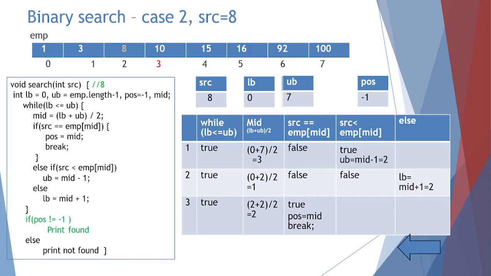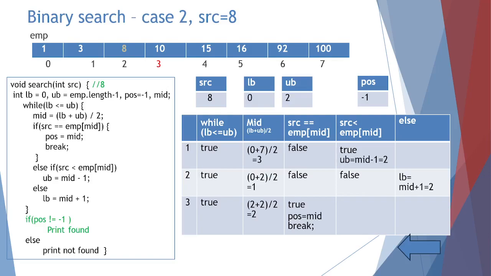Search space divided into half. UB becomes 2. Now, second iteration. Is LB less than equal to UB? 0 less than equal to 2, true. Second iteration. Then 0 plus 2 divided by 2, that is 1, that is mid.